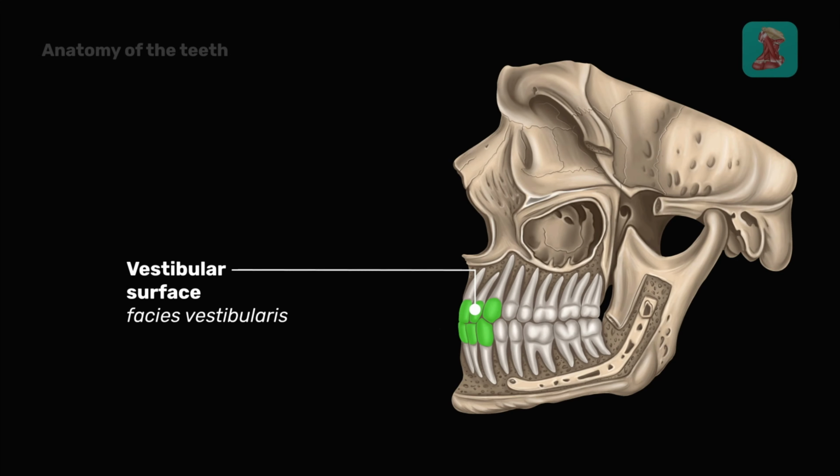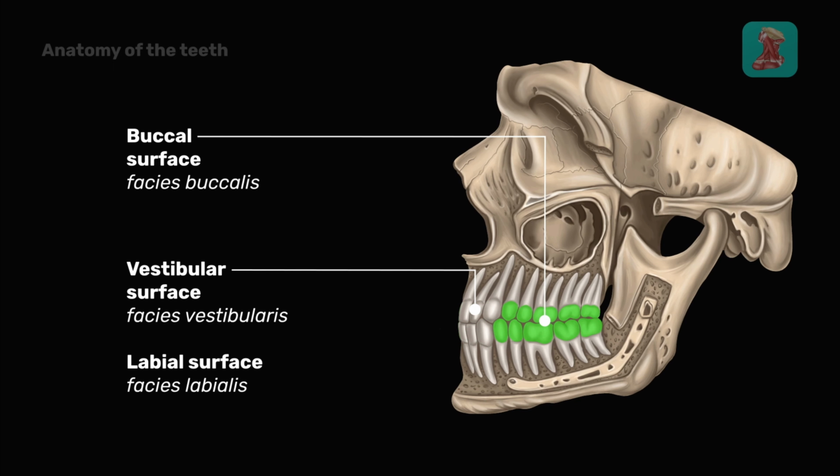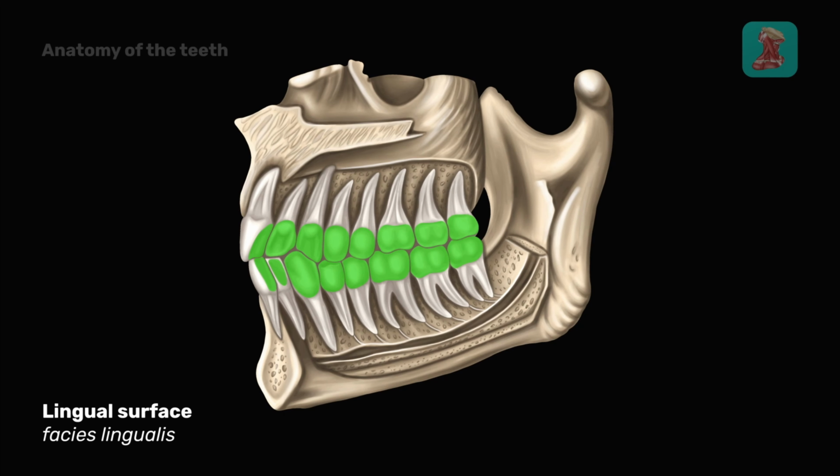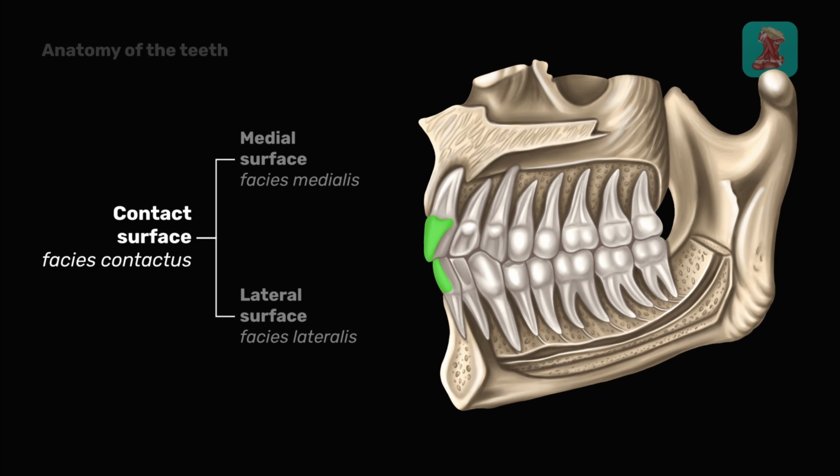The vestibular surface, which faces the vestibule of the oral cavity. In the area of the frontal teeth, which touch the lips, it is also called the labial surface. In the area of the posterior teeth, which adhere to the cheek, it is called the buccal surface. The lingual surface, which faces the tongue in the oral cavity. The contact surface, which adheres to adjacent teeth. There are the medial surface, which is located closer to the median line, and the lateral surface, which is located closer to the edge of the alveolar arch.